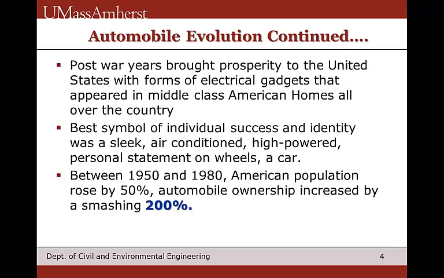But one of the best symbols of this individual success and identity was to own an automobile, to basically own this piece of metal and machinery that had air conditioning and all the amenities of the time on wheels, right? Between 1950 and 1980, the American population rose by 50%, but an astounding statistic here is that automobile ownership increased by a smashing 200%. So that showed that in the 1920s many people were purchasing automobiles, and that's what led to this urban sprawl.